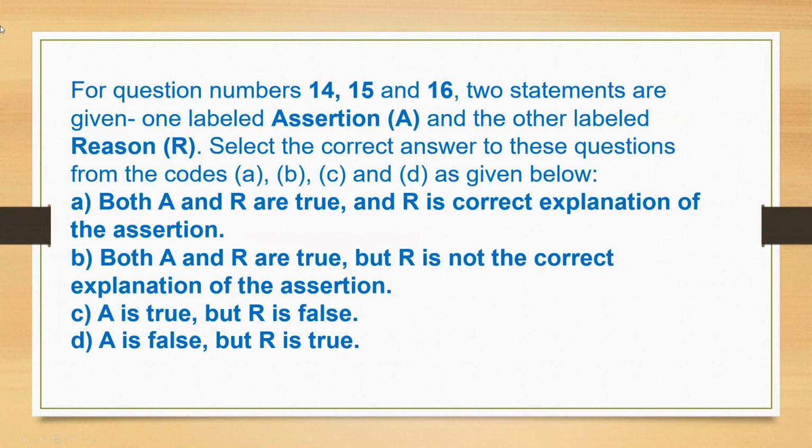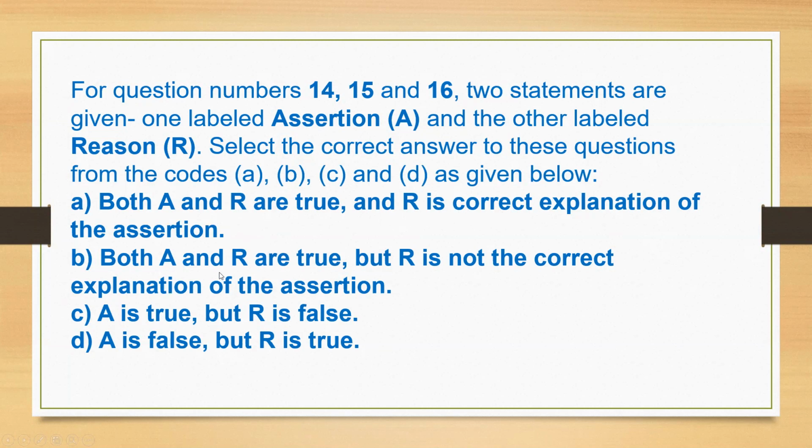Here, question number 14, 15, 16. These three questions are assertion and reasoning type questions. I already explained this in the previous sample paper also. The first option, if you opt for it, means you are agreeing that both are true, and the reason is the correct explanation of the assertion.